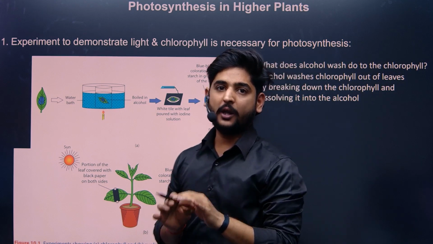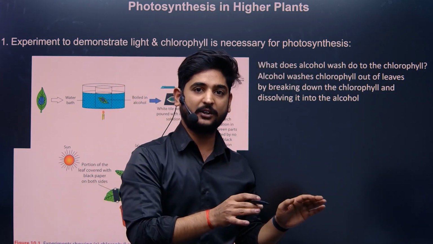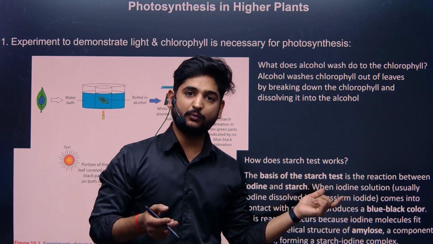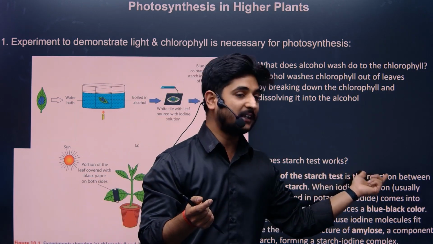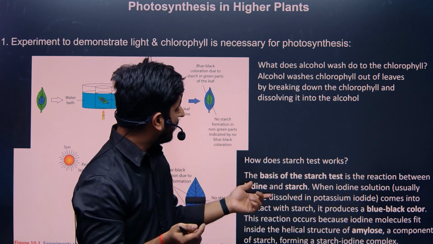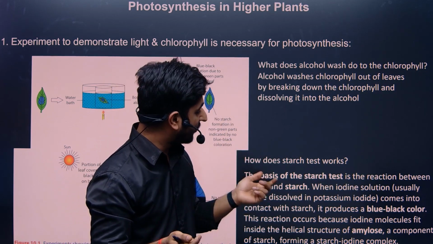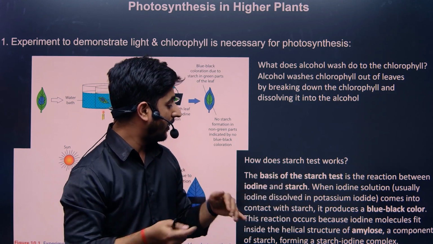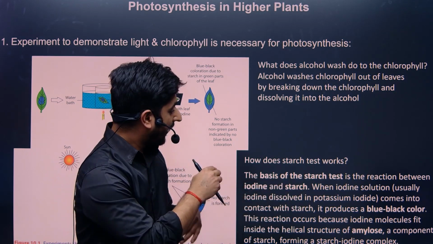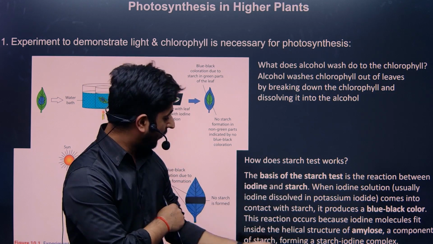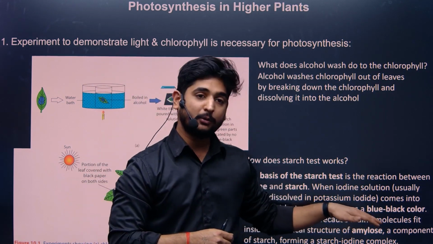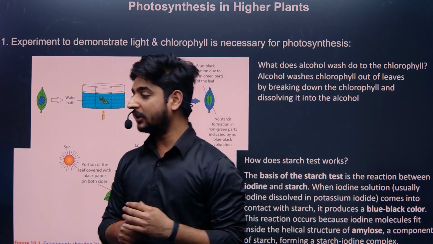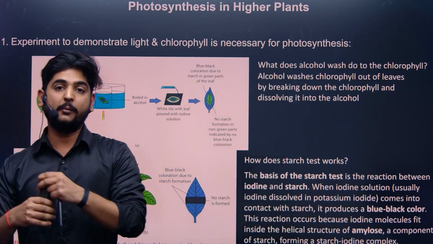So sir, you have been talking about starch test, starch test, starch test. What exactly is starch test? How does starch test work? The basis of the starch test is the reaction between iodine and starch. When iodine solution, usually iodine dissolved in potassium iodide, comes into contact with starch, it produces a blue-black color. This reaction occurs because iodine molecules fit inside the helical structure of amylose. So this reaction is not going to happen with amylopectin, but with amylose.